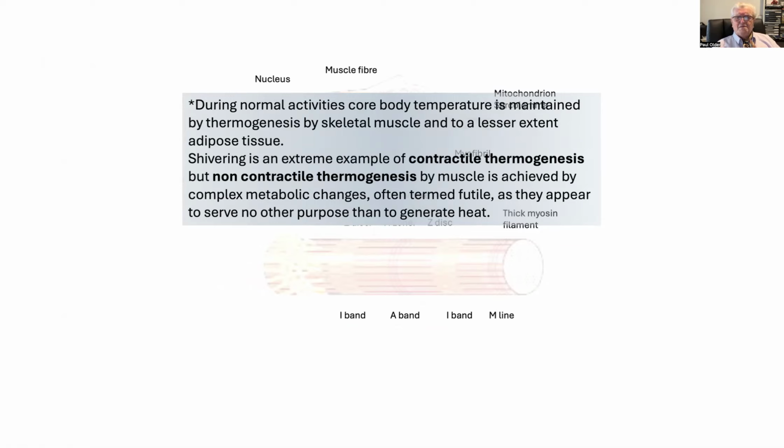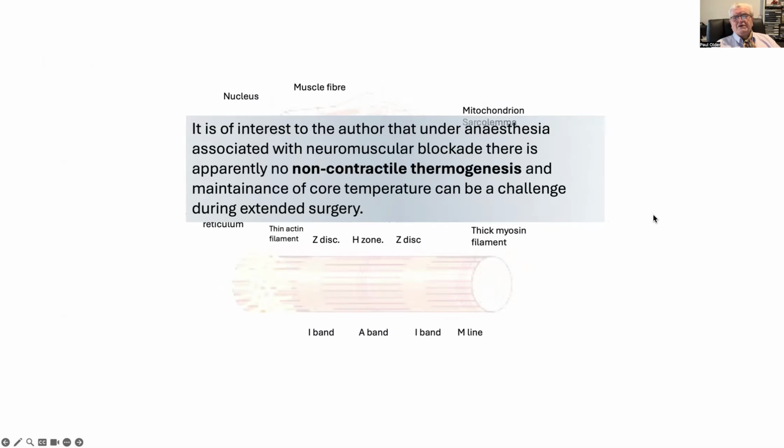Shivering is, of course, an extreme example of contractile thermogenesis, but non-contractile thermogenesis by muscle is achieved by complex metabolic changes, often termed futile, as they appear to serve no other purpose than to generate heat. It appears, therefore, that the muscle is an organ that is dedicated also to maintaining body core temperature. It's also of interest to the author that under anesthesia associated with neuromuscular blockade, there is apparently no non-contractile thermogenesis, as the maintenance of body core temperature can be a challenge during extended surgery.